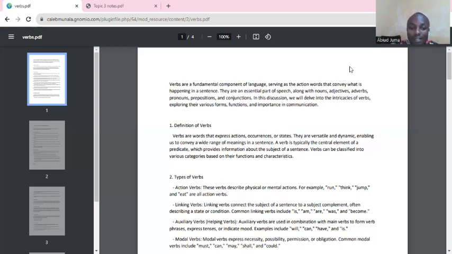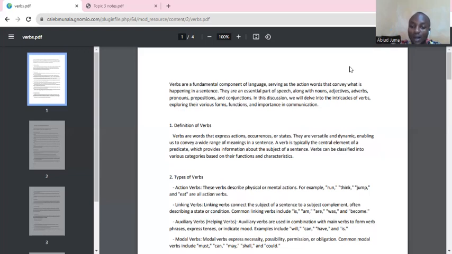We also have the linking verbs. Linking verbs connect the subject of a sentence to a subject complement, often describing the state or condition. Common linking verbs include is, are, was, and become. So is, are, was, they are also verbs, but categorized under linking verbs. They can't perform the same way as action verbs.